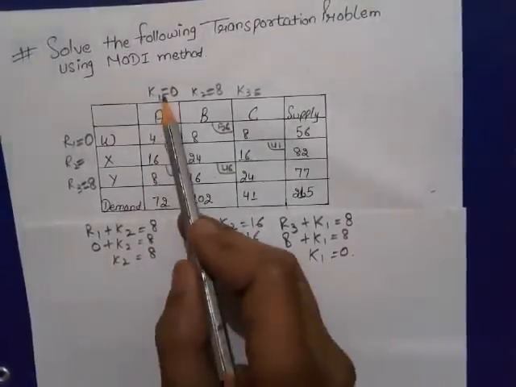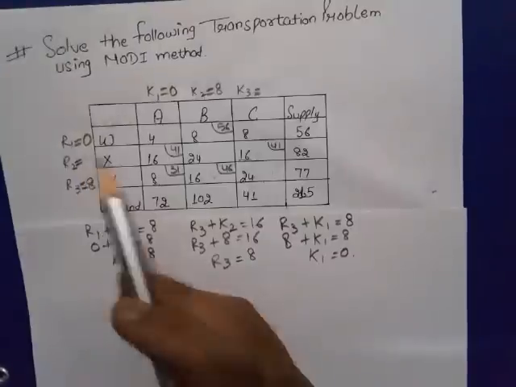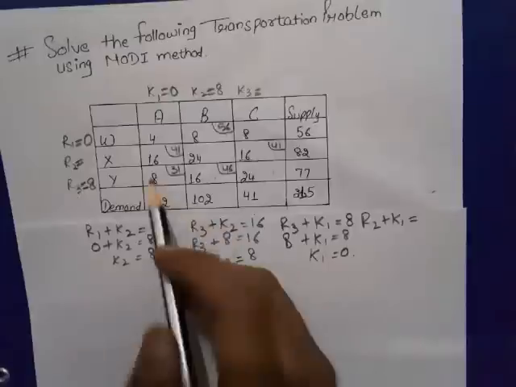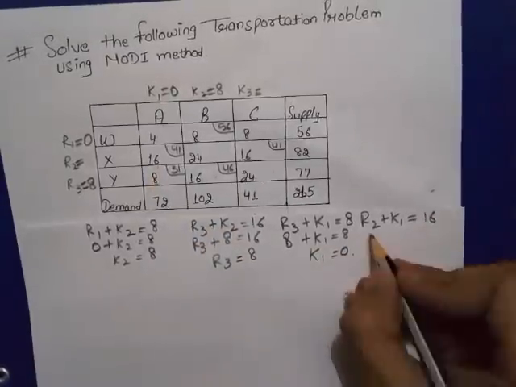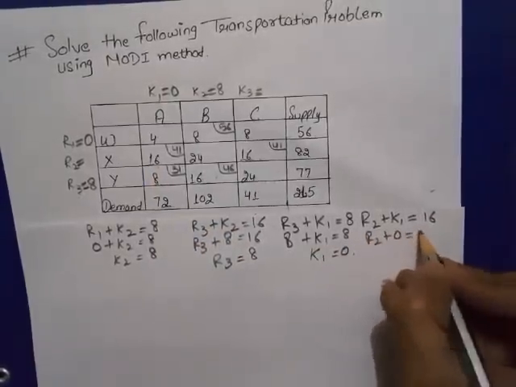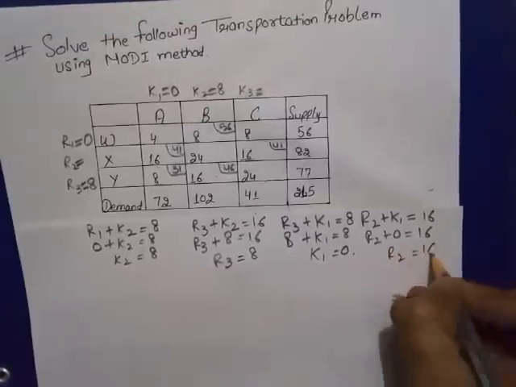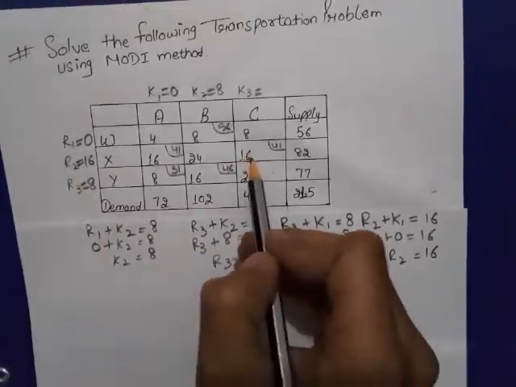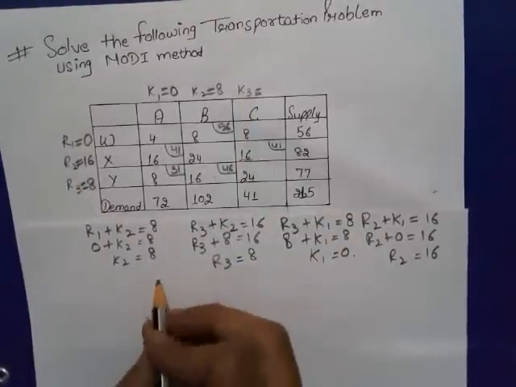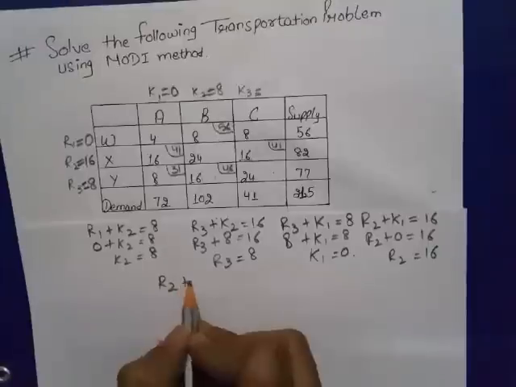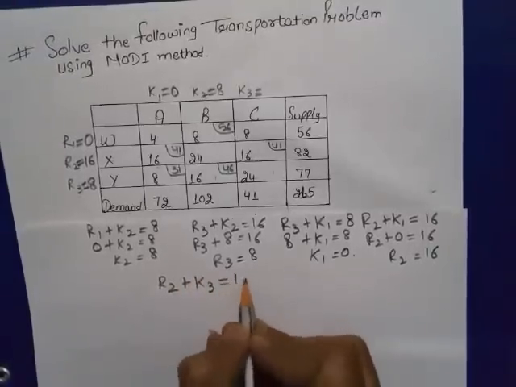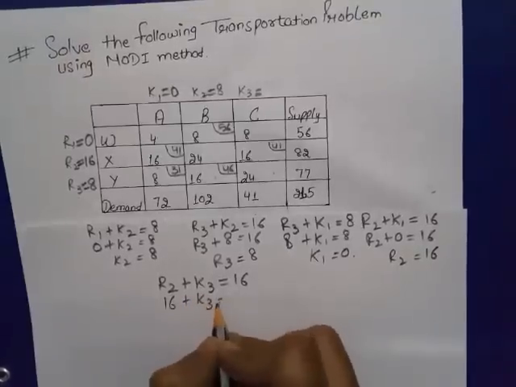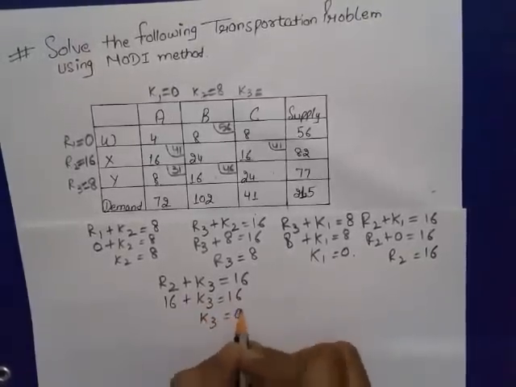Now with the help of K1 we can calculate R2. So R2 plus K1 is equal to 16. R2 plus 0 is equal to 16. So R2 is equal to 16. With the help of R2 we are able to find K3. So R2 plus K3 is equal to 16. R2 is 16, so K3 is equal to 0.